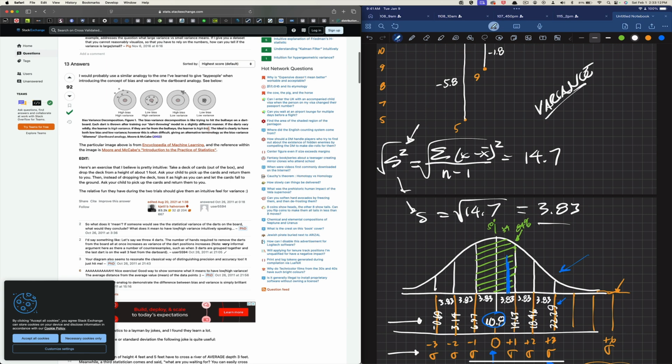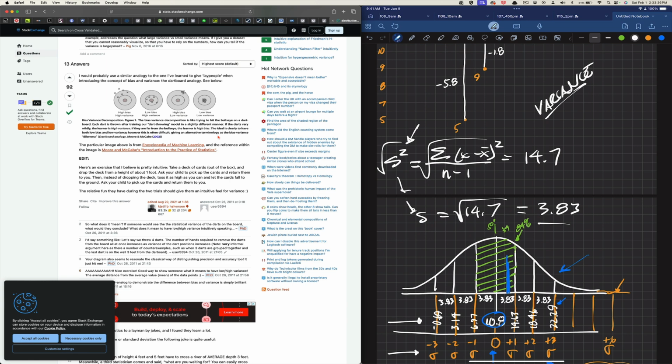Bias variance decomposition is like trying to hit the bullseye on a dartboard. Each dart is thrown after training our dart throwing model in a slightly different manner. If the darts vary wildly, the learner is high variance. If they are far from the bullseye, the learner is high bias. Oh, okay. All right. That's why they're bringing the idea of bias in.